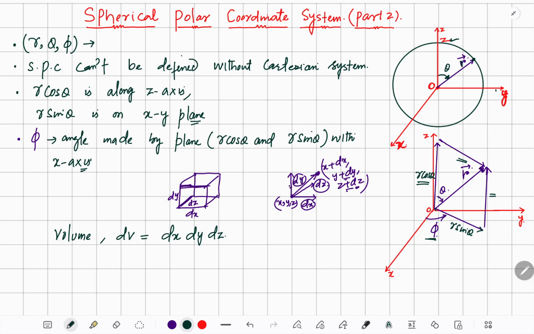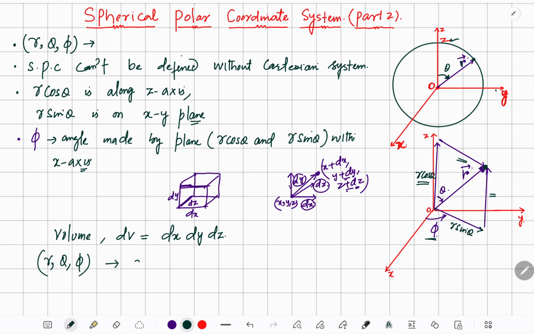So similarly, what would be the volume in the case of the spherical polar coordinate system? Here, if we have coordinates like r, theta, and phi, and we move a bit, what would be the coordinates? If we are trying to find the volume, we must have all three lengths. But d theta and d phi are not lengths. Are you understanding? Our coordinates are r, theta, and phi.